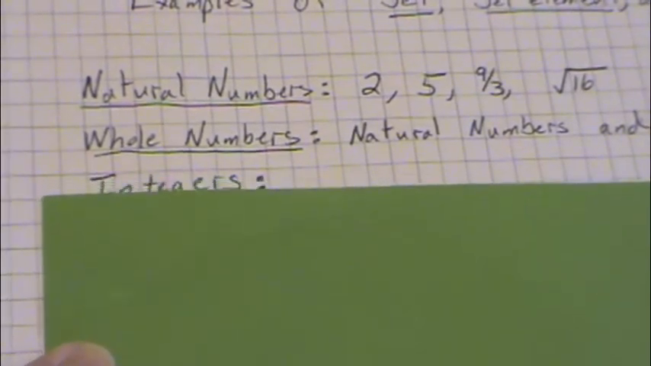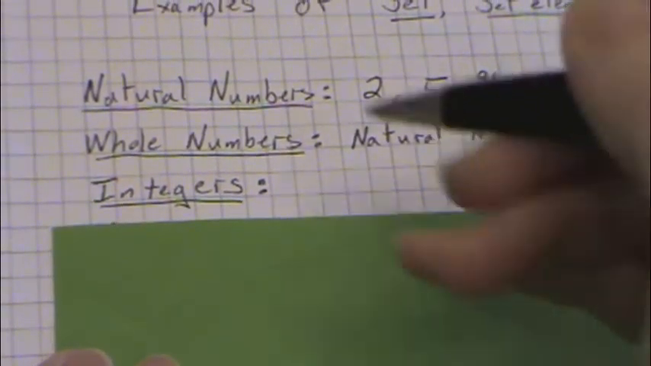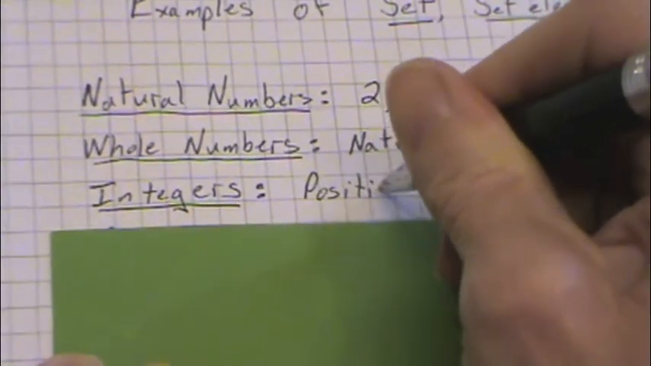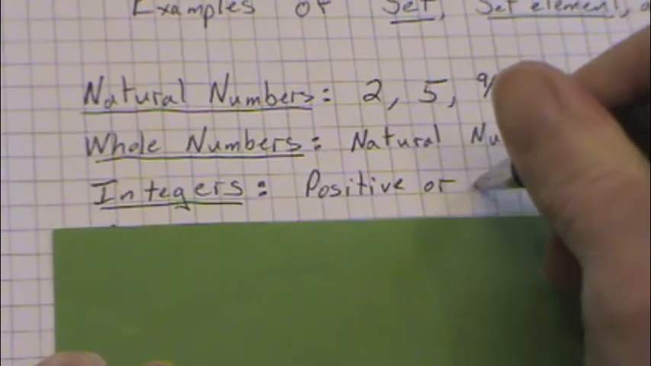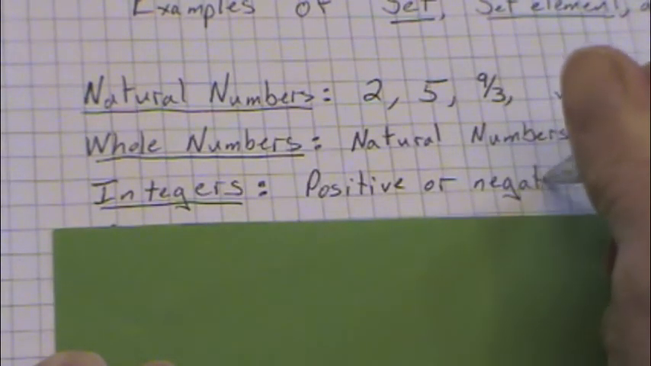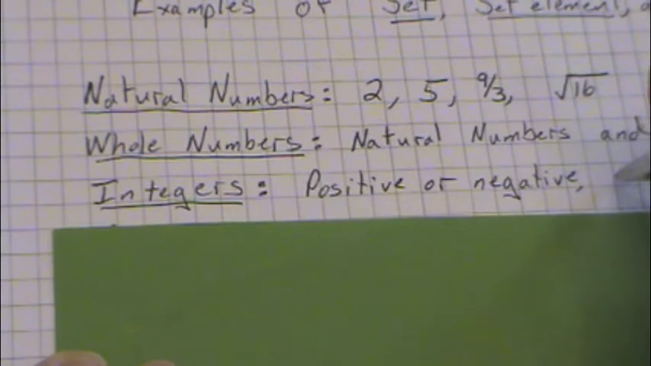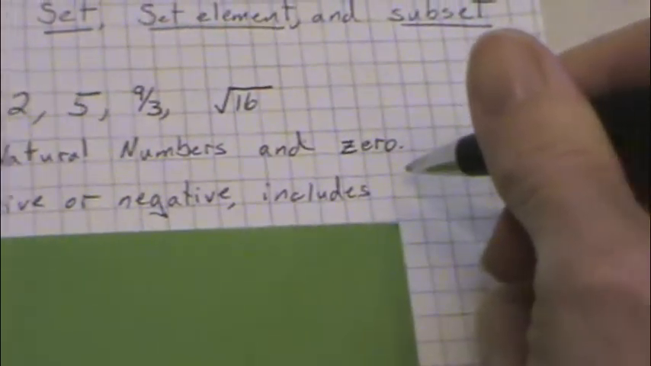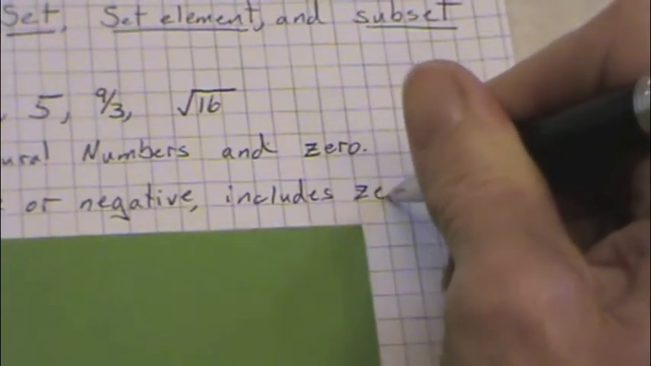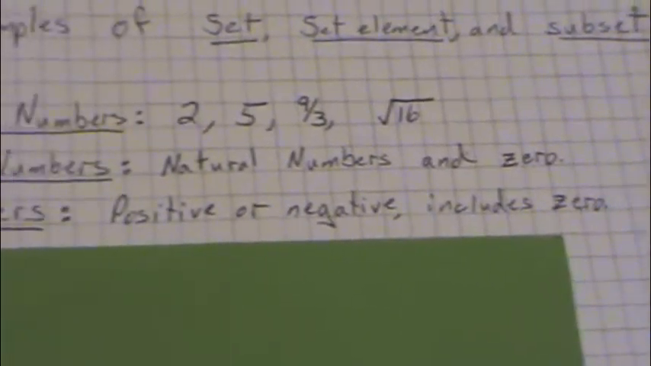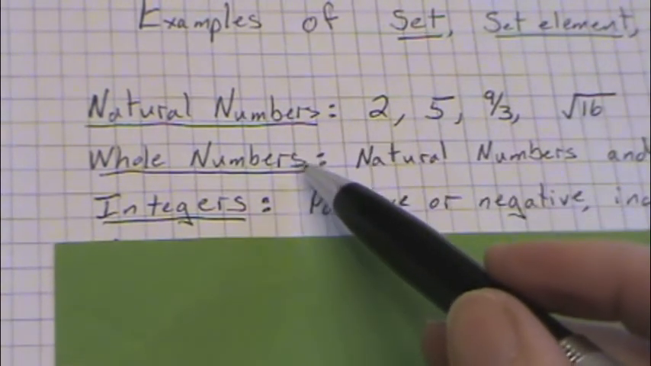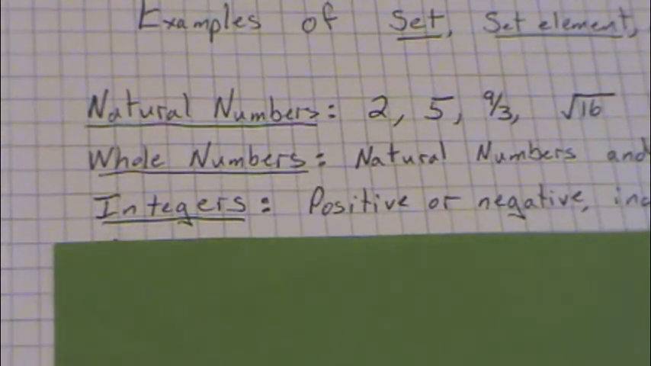Our next set is called integers. Integers are positive or negative, includes 0. Okay? You see how we're growing our set? We start with the smallest group of numbers, then we've added. Well, what comes after integers?